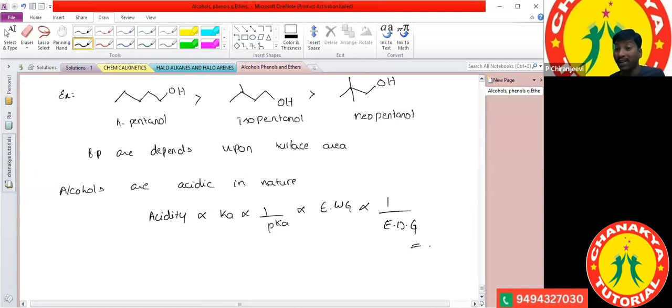Did you remember this concept? We already discussed this concept. Where did we discuss it? Electron displacement reactions, the inductive effect and the mesomeric effect. There we discussed it. Tomorrow we are going to discuss some questions based on this, so once you revise, come.